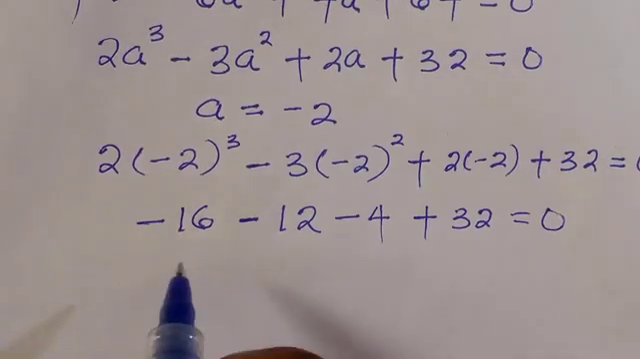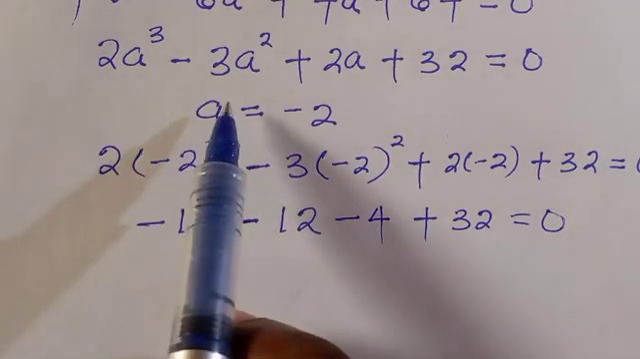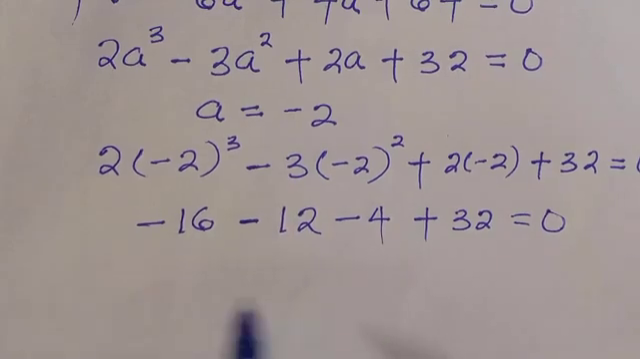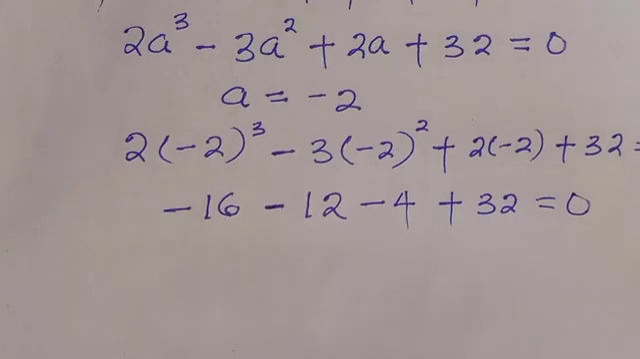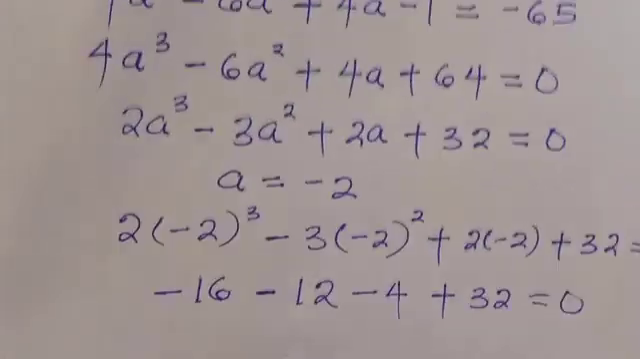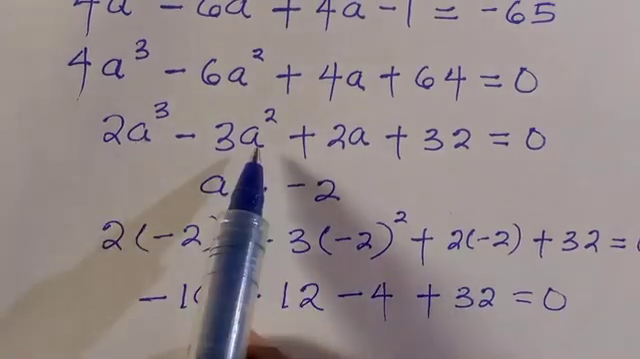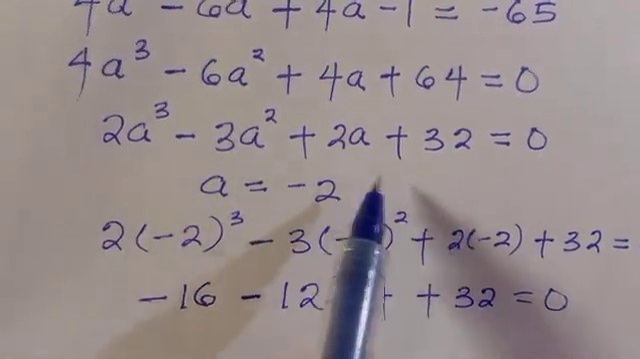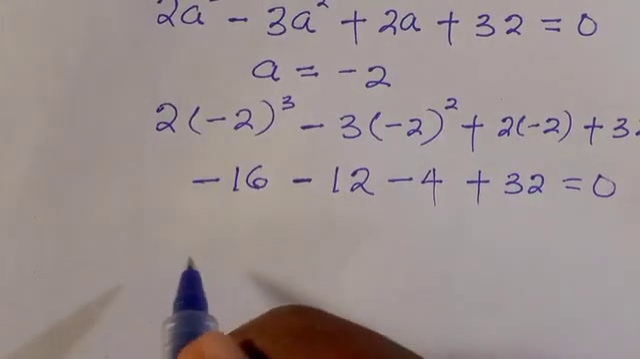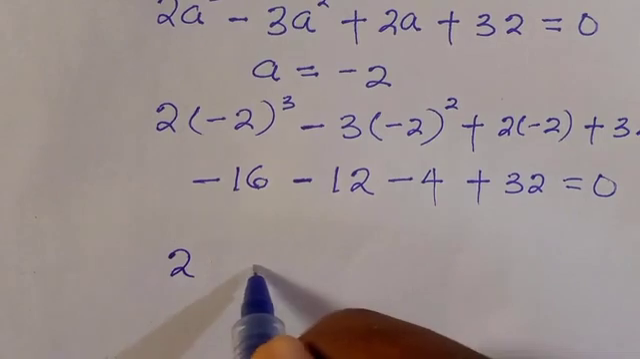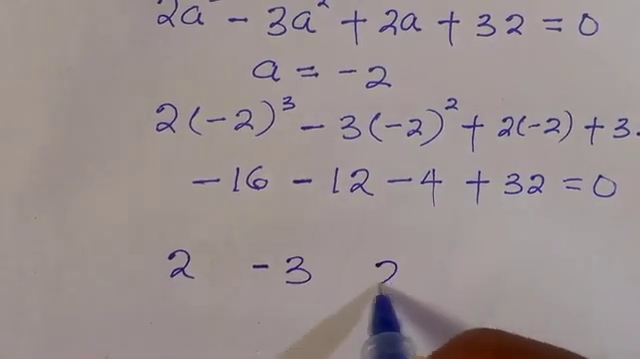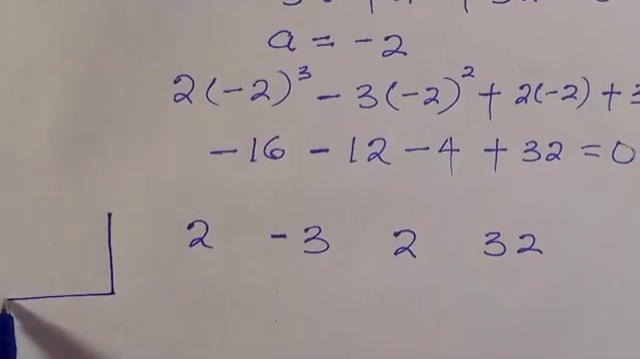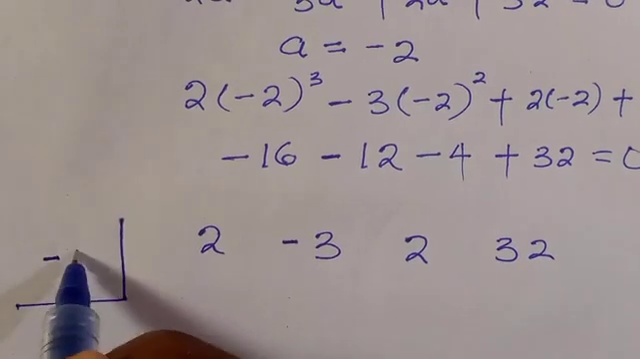So therefore, we have already one solution from this cubic equation, which is a equals minus 2. So the next thing is we are going to obtain the other roots. And what we are going to use here is synthetic division. So from here we have a cube, a square, a, and constant values. Let's take out all of their coefficients. So by taking out their coefficients, we have 2, minus 3, 2, and 32, with one of the solutions here, which is at a equals minus 2.